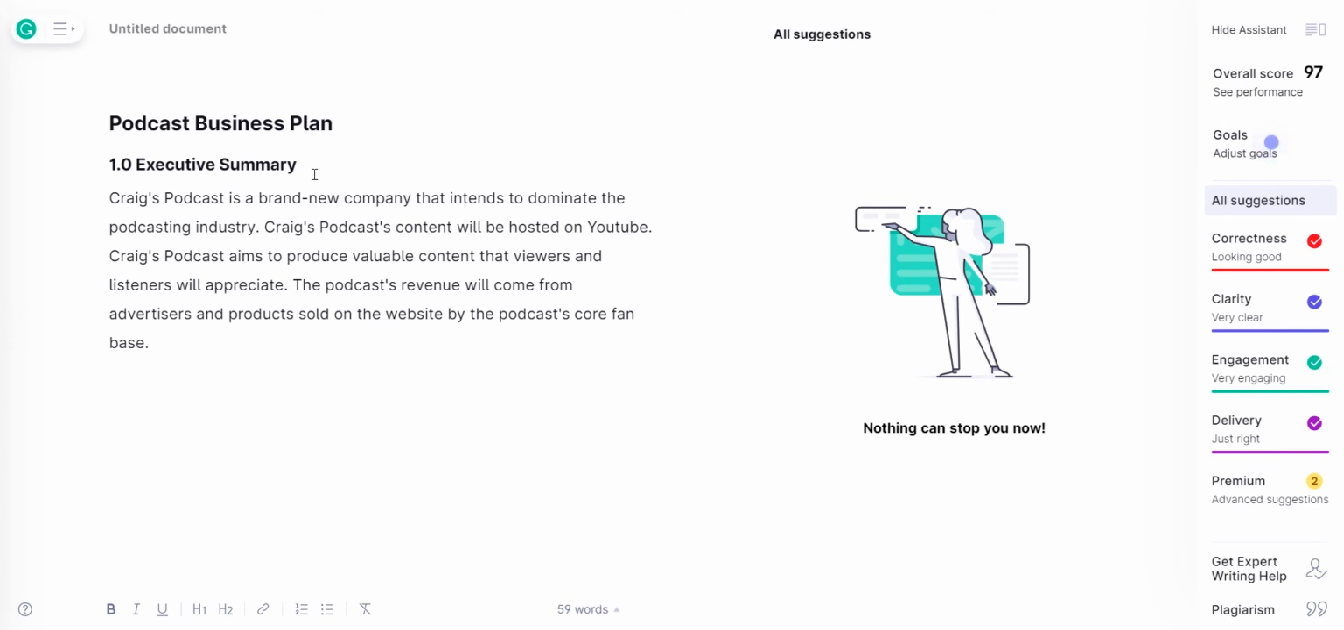That's why advertisers throw a lot of money towards people who have podcasts, because they have a lot of influence. So basically we're telling our investors that your revenue is going to come from advertisers and products that are going to be sold on your website from your core fan base.